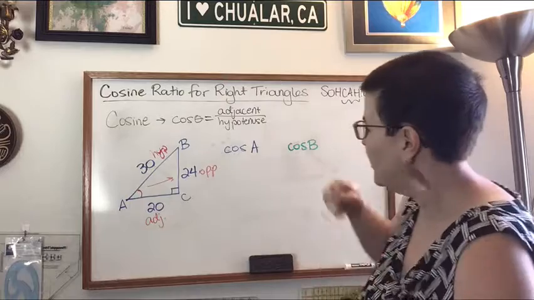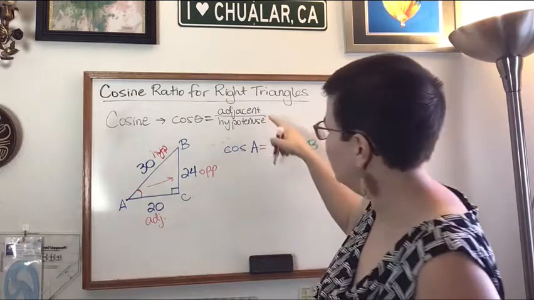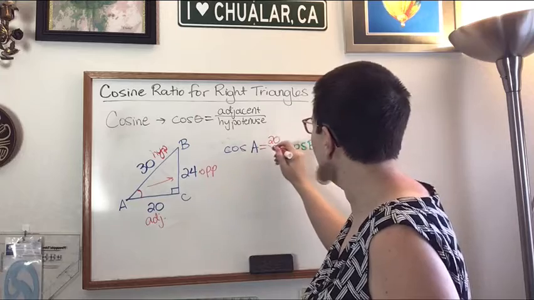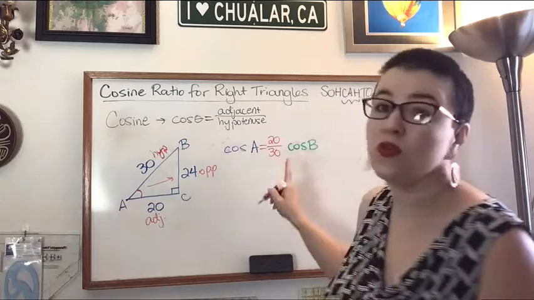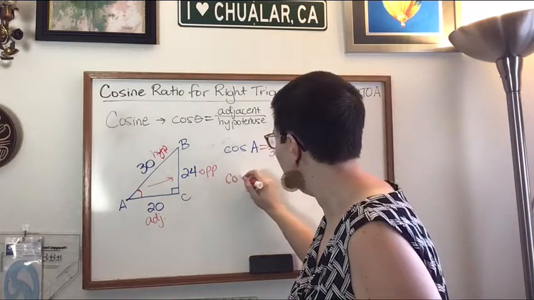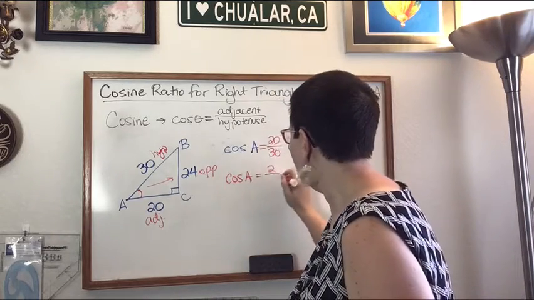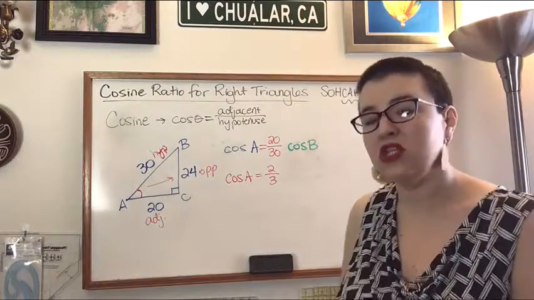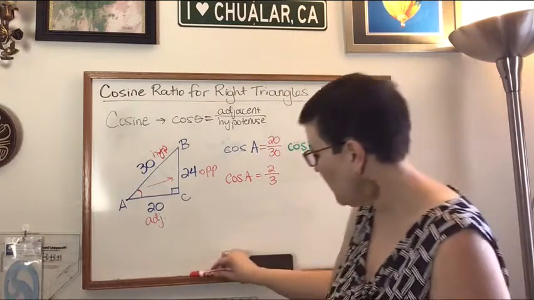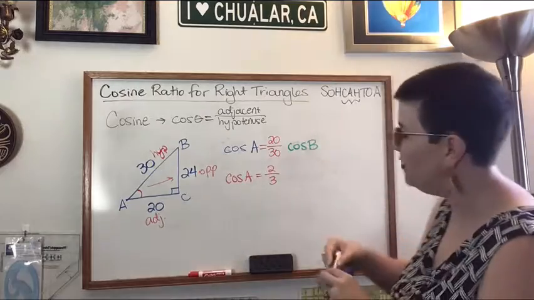All right, now cosine is adjacent over hypotenuse. My adjacent to A is 20. My hypotenuse is 30. Now, you can leave it like that. If you are used to reducing, you could totally reduce this. Okay, it's just giving you a side relationship that would eventually tell you the angle size. Okay, all right, now let's go ahead and do B.